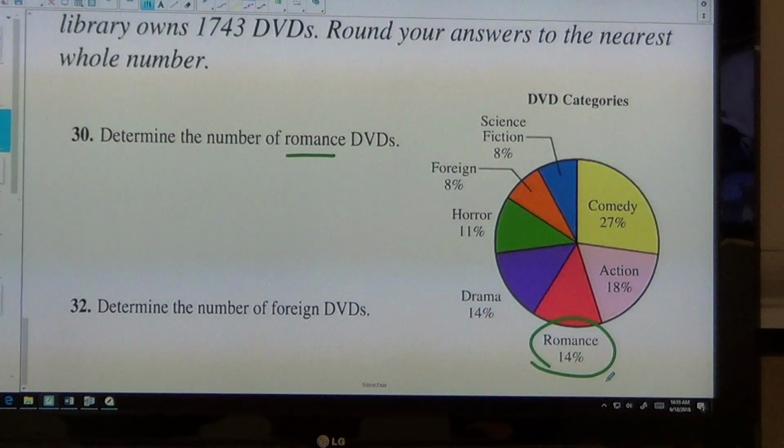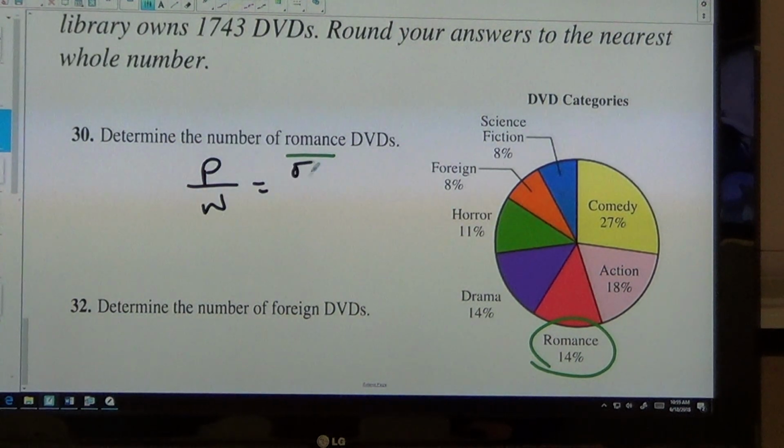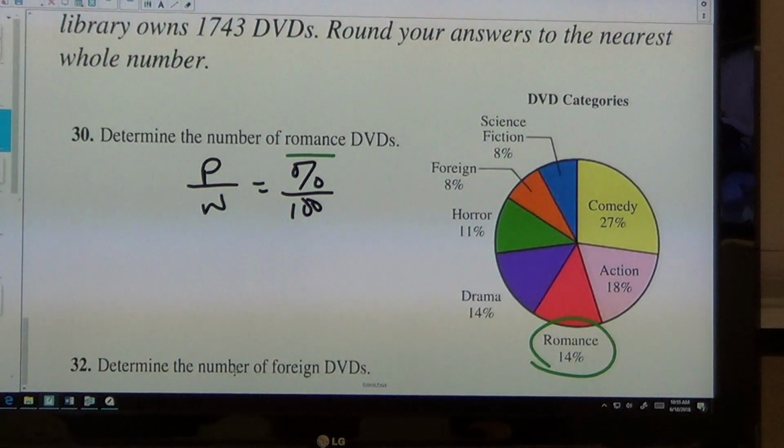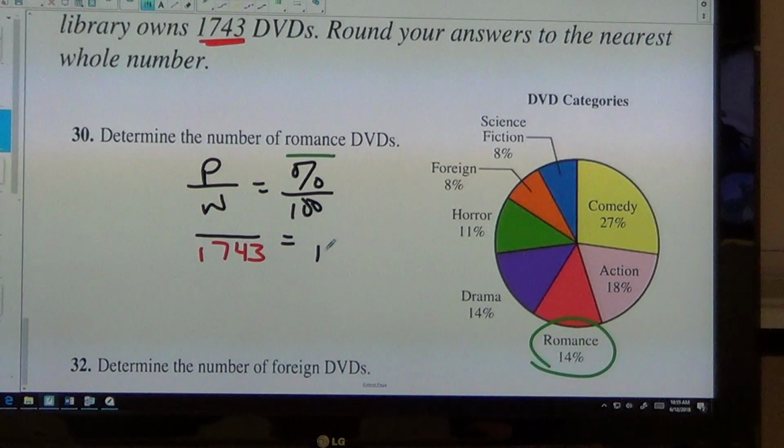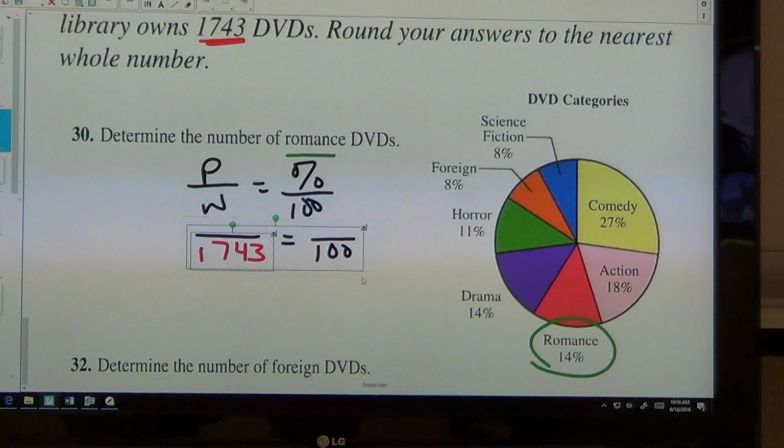Okay, so if we are looking for romance DVDs, Pat looked down here and said 14%. Well, it didn't say what percent are romance. It said how many are romance. So I want to know how many DVDs do I have to look at. That's a trade. So we're going to do, again, part over whole equals percent over 100. So 1,743 is going to be the whole number of DVDs that the library has. 100 is always under my percent, because percent is always out of 100.